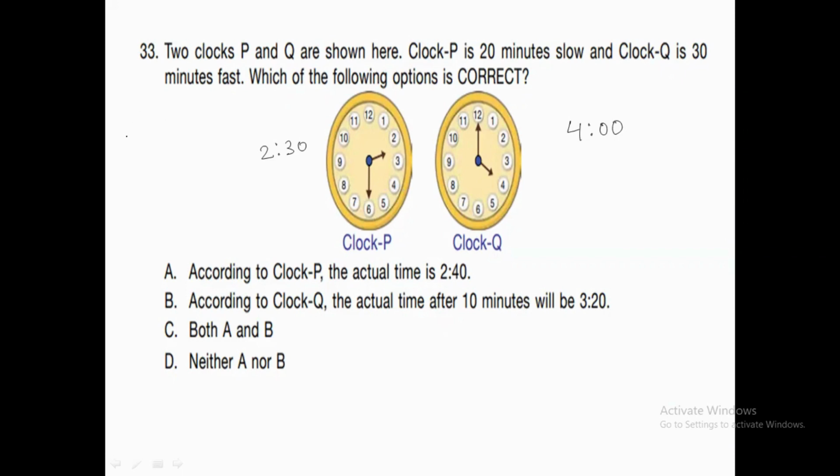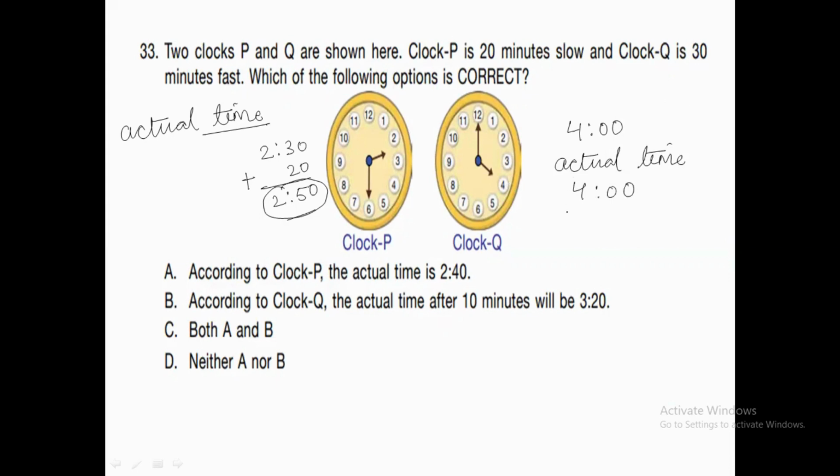Now this clock is 20 minutes slow. So what should be the actual time? If this is 20 minutes slow, the actual time will be, we need to add 20 over here. So it will be 2:50. The actual time should be 2:50. Correct. And for this one, it is representing 4 o'clock, and it is saying that it is 30 minutes fast. So we need to subtract 30 from it. And when we subtract 30, we should get 3:30.